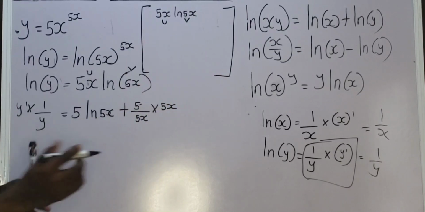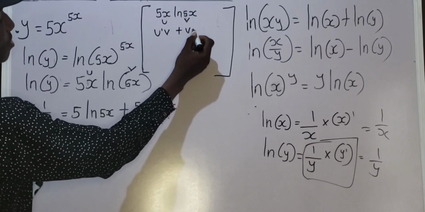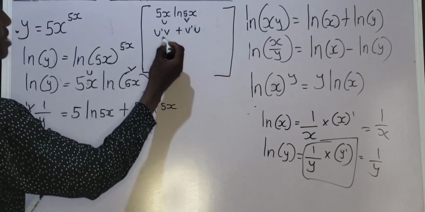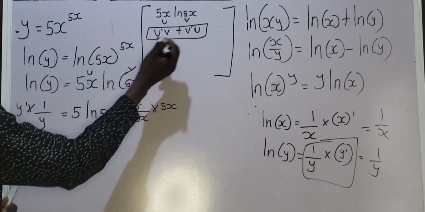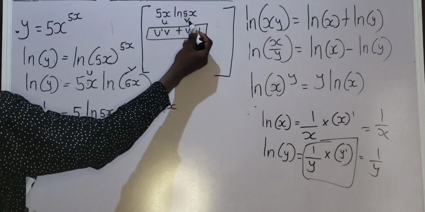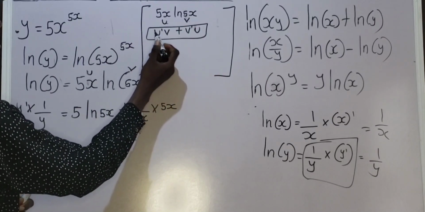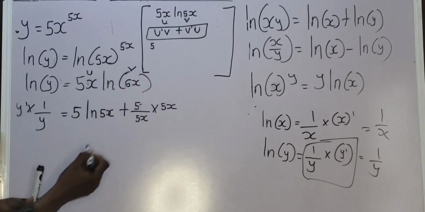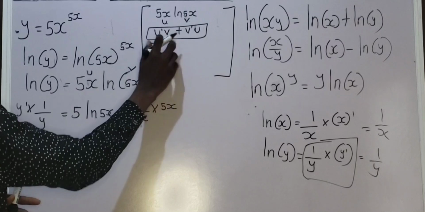And according to the product rule, the derivative of u multiplied by v plus the derivative of v multiplied by u. This is the formula of the product rule. And we have already identified our u as 5x and our v as what? Ln 5x. Now, the derivative of u is what? If you differentiate 5x, you are going to get what? 5. Then v is ln 5x, so multiplied by ln 5x.